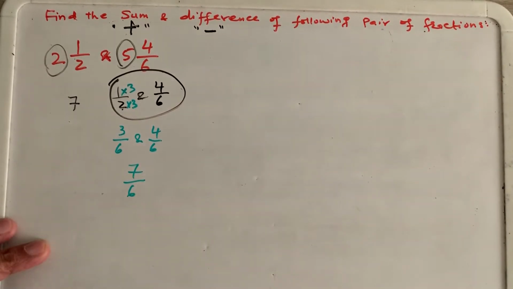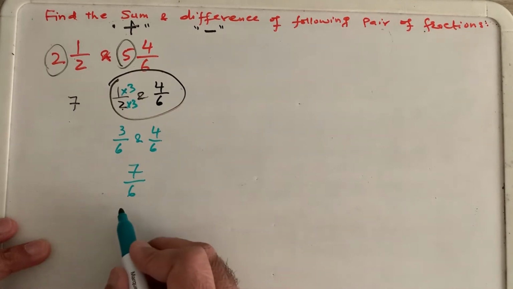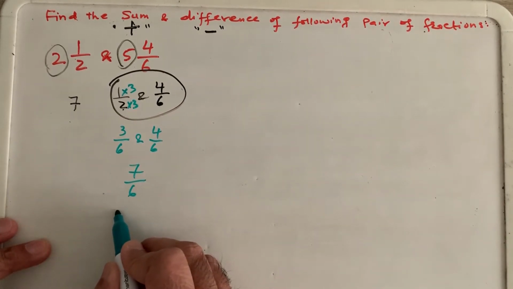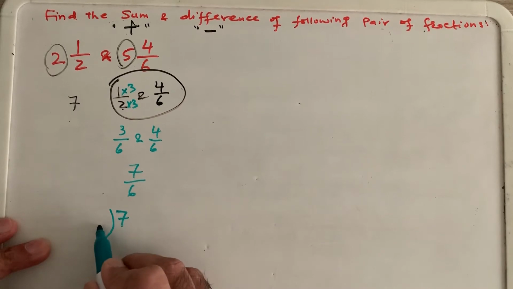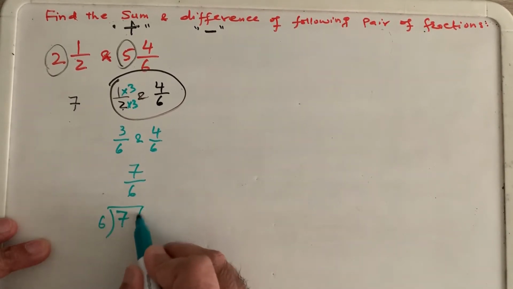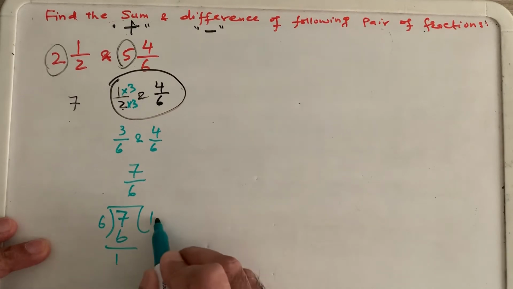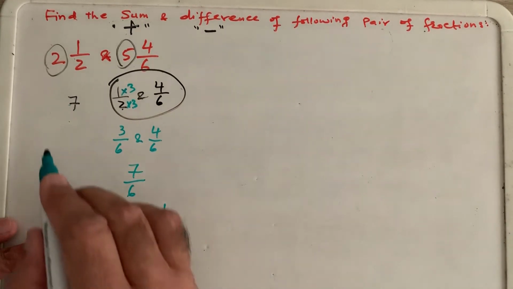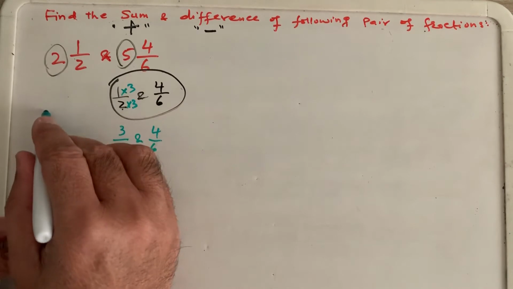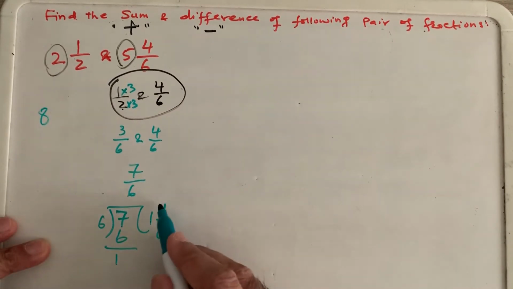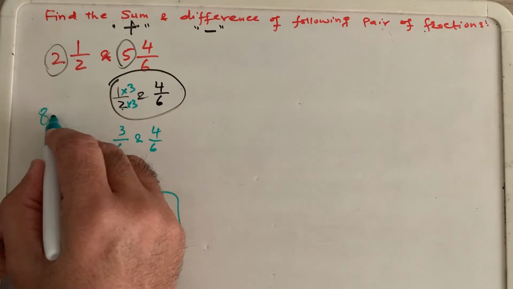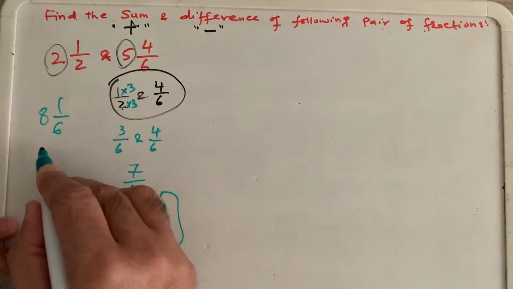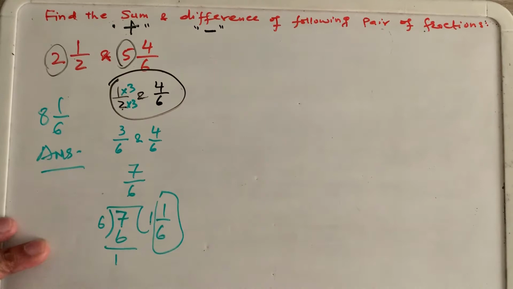But 7/6 again has a mixed number in it because it is divisible. 6 ones are 6, so it is 1 and 1/6. That means 1 will also be added to this 7. So now how many whole numbers do I have? I have 8. So instead of 7, I have to write 8, right? And what is the proper fraction? 1/6. So 8 and 1/6 is the addition of these two fractions, right?